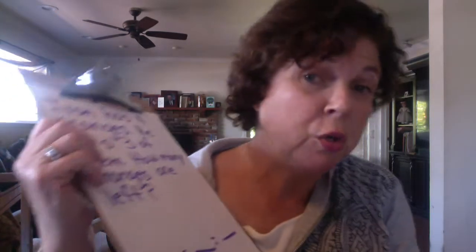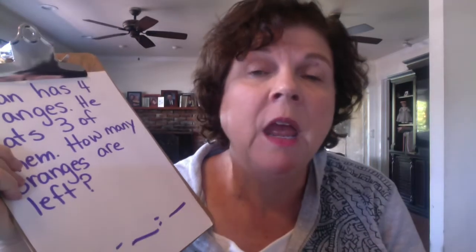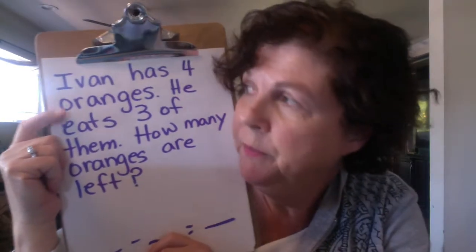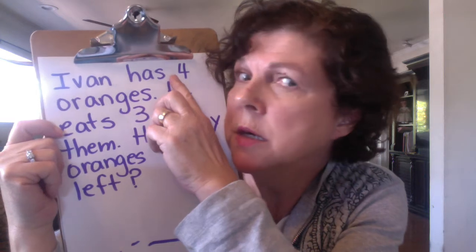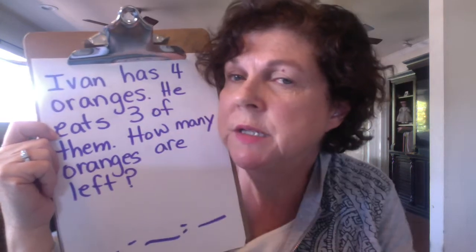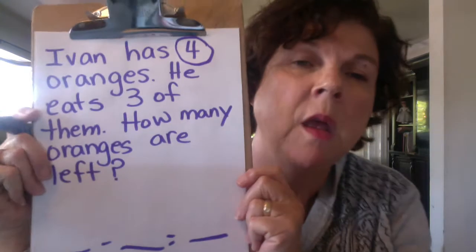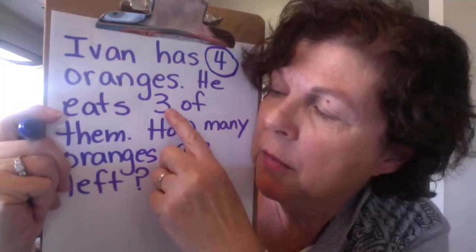Okay, so now I'm going to do a couple of the problems for you. Like I said, they're not in your book, so you don't need to be following along and looking for them. But you can help me by saying ding, ding, ding if you hear something that I should circle or highlight. Okay, Mrs. Ivan has 4 oranges. I hope you said ding, ding, ding for 4. I'm going to circle it. That's an important number. He eats 3 of them.